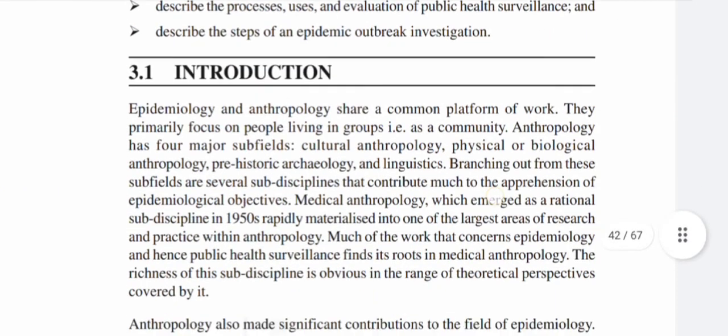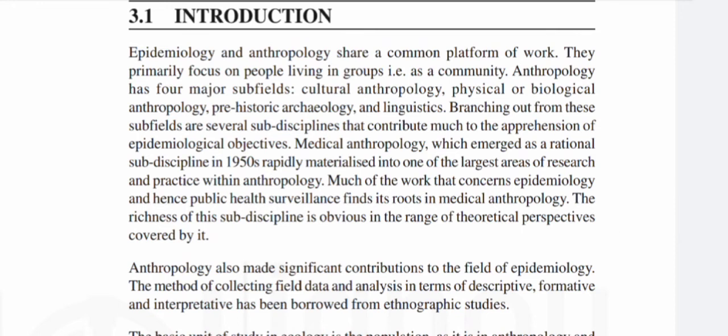Let us begin the introduction part. Epidemiology and anthropology share a common platform of work. They primarily focus on peoples living in groups, that is, as a community. Anthropology has four major subfields: cultural anthropology, physical or biological anthropology, prehistoric and archaeology, and linguistics. Branching out from these subfields are several subdisciplines that contribute much to the apprehensions of epidemiological objectives.